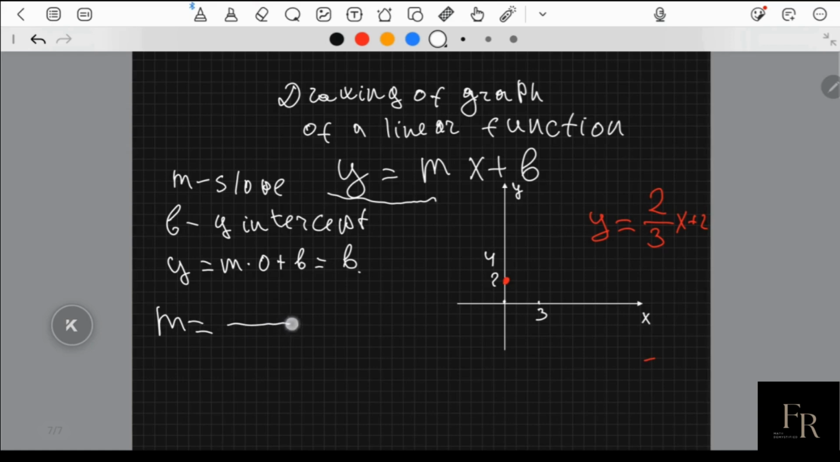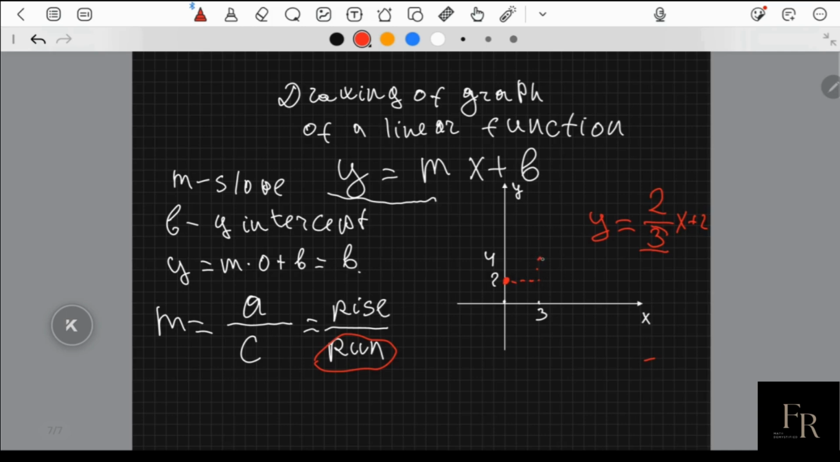m could be expressed as, for example, a divided by c, where a is called the rise and c is called the run. What that means, I'll show you on the graph. When I go 3 points, 1, 2, 3 points, run, it will rise 2 points. When I go 3 points run, it will rise 2 points. And it will rise like that.